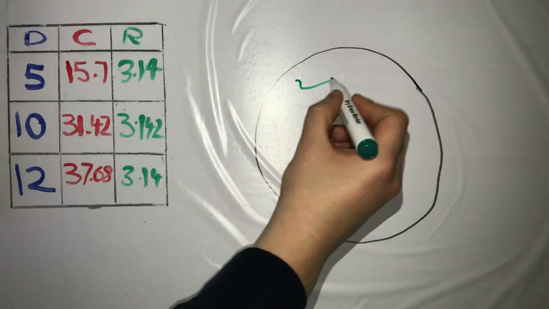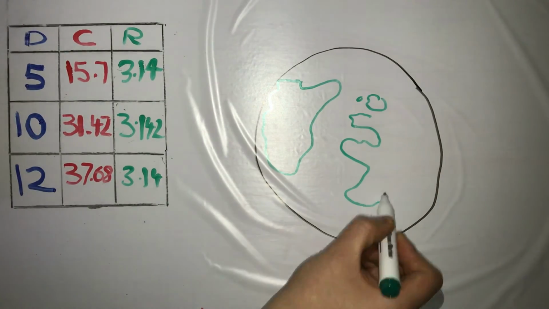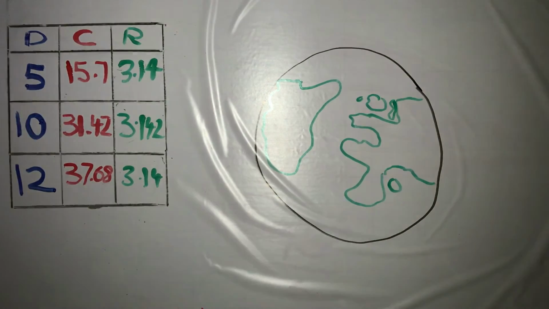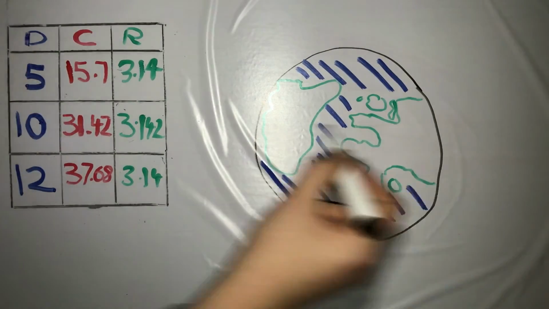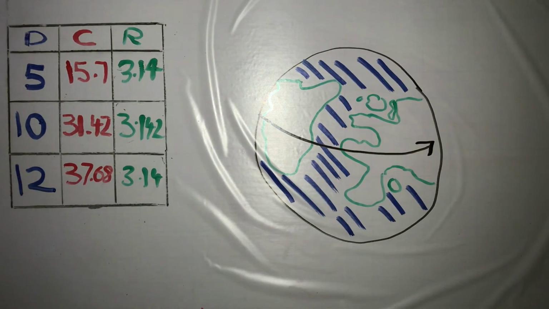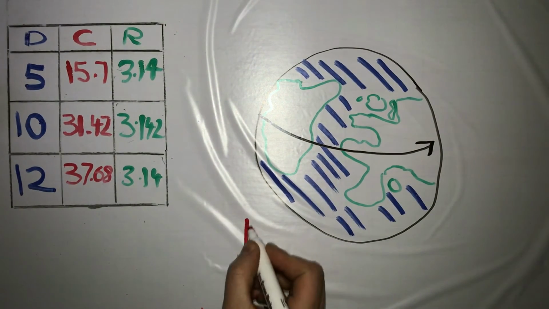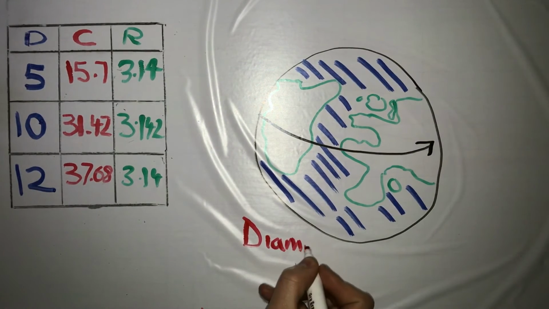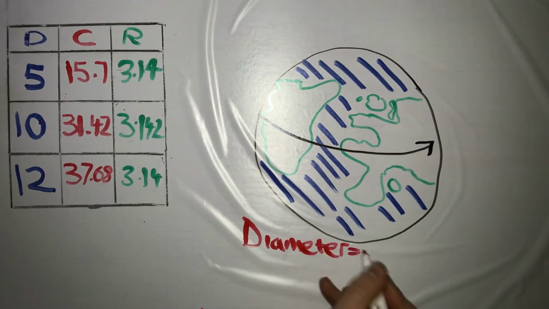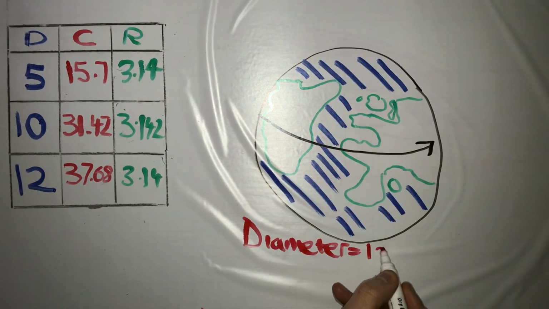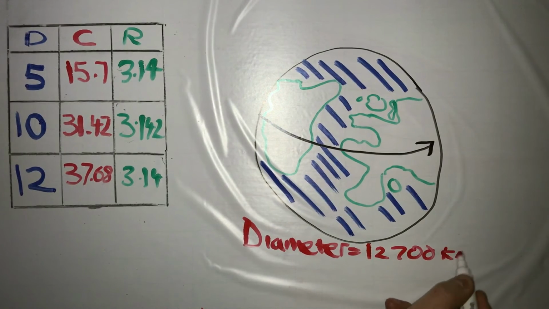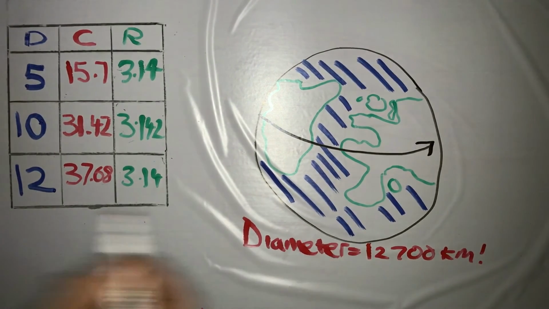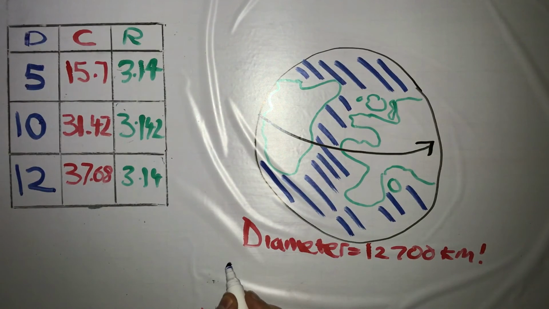We're going to apply this to find the circumference of the Earth. We begin by denoting that the diameter of the Earth is equal to 12,700 kilometers, and what we can now do is use our ratio pi in order to find the circumference. What you do is you take the diameter, so 12,700, and you times it by pi.